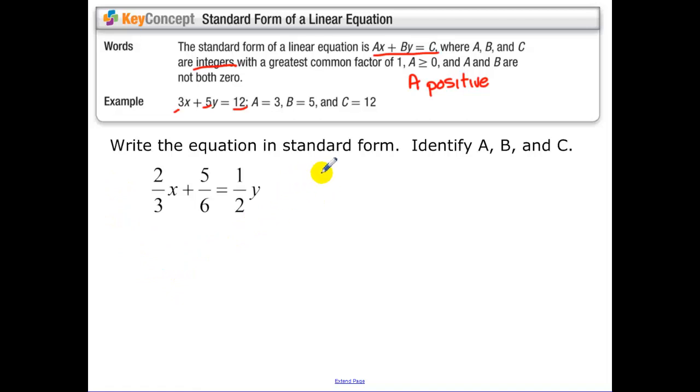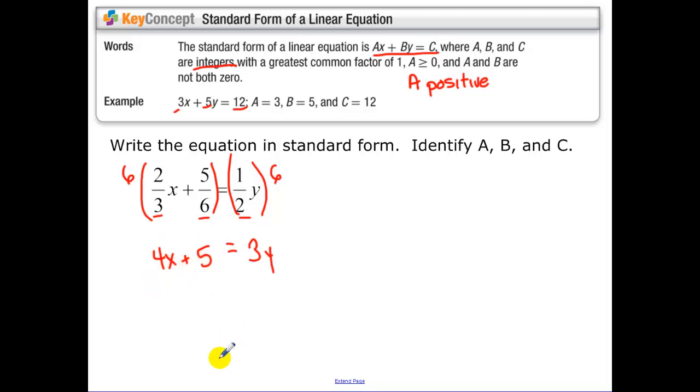So in this example where I need to write the equation in standard form, we essentially need to get rid of these fractions. So what number can I multiply by that's going to get rid of those fractions? Or what's the least common multiple of all 3 of those numbers? Well, that's going to be 6. On the right side, we have 3y. On the left side, we have 4x plus 5.